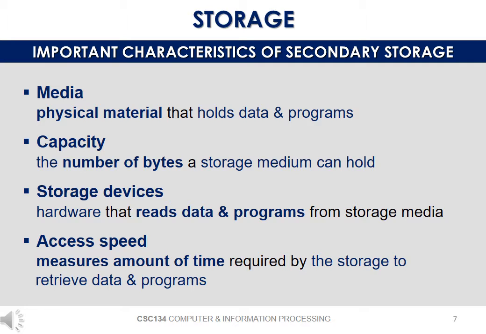Next, we have important characteristics of secondary storage. First is media, which is a physical material that holds data and programs. Second is capacity, the number of bytes a storage medium can hold. Storage device is the hardware that reads data and programs from storage media. Access speed measures the amount of time required by the storage to retrieve data and programs.